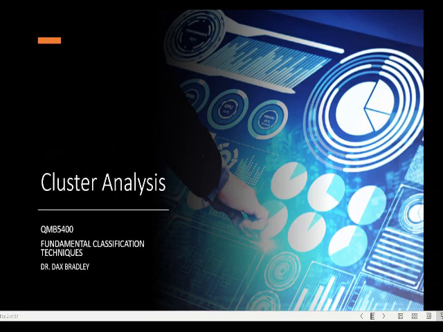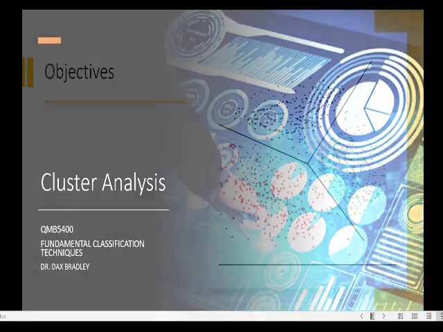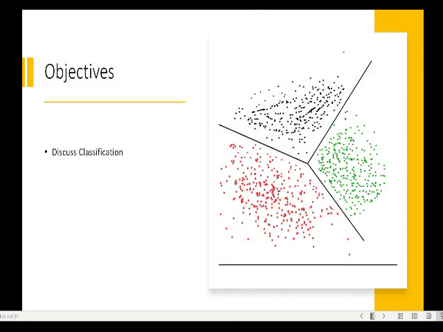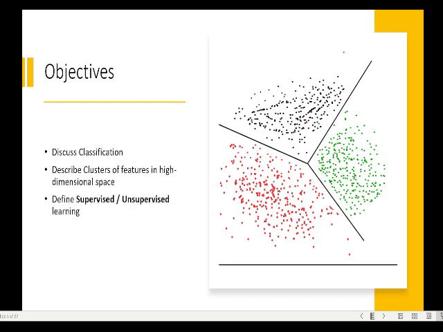So today, we're talking about cluster analysis. That'll form the basis of your study for deliverable 1. Our objectives are pretty simple. We're going to discuss classification and what that means. We'll describe clusters of features in high dimensional space. I want to define the difference between supervised and unsupervised learning. We'll cover the K nearest neighbors approach and touch lightly on K-means clustering.